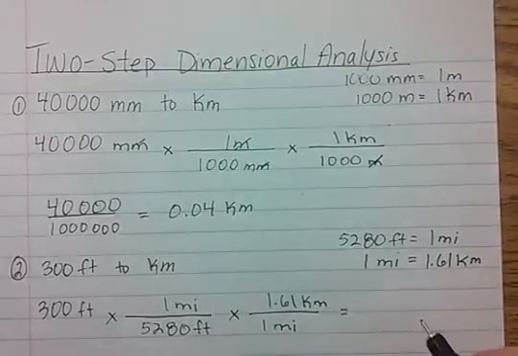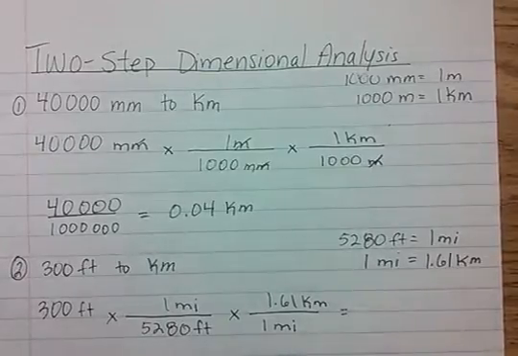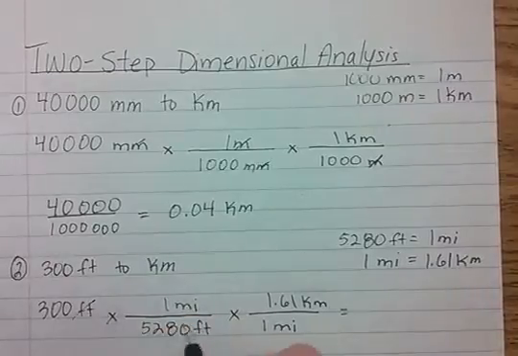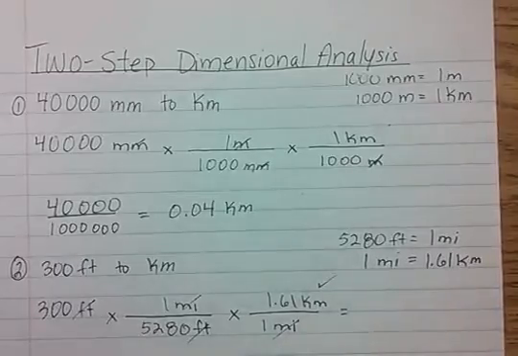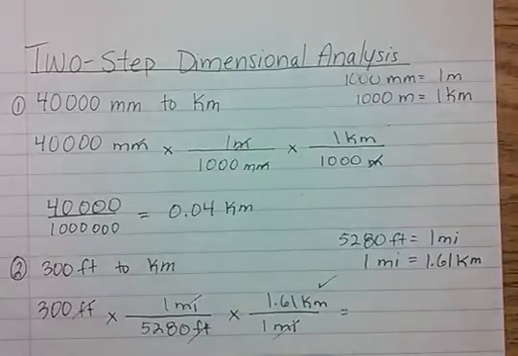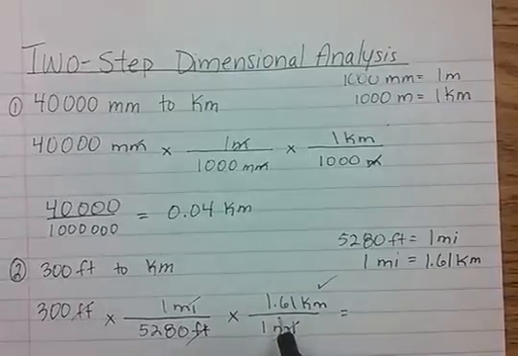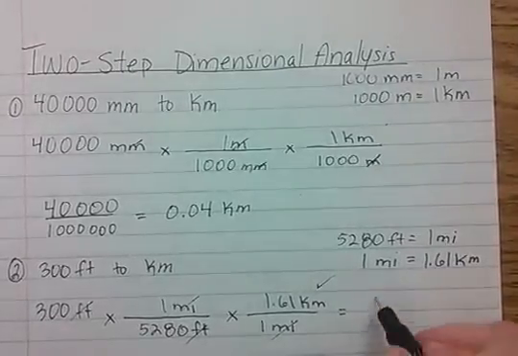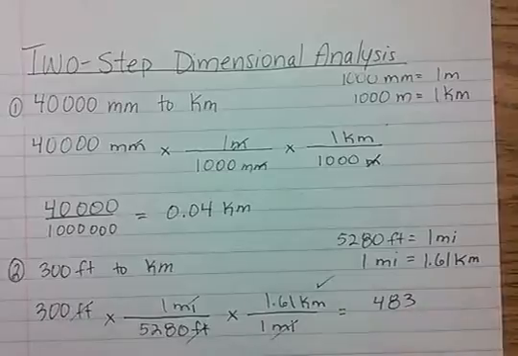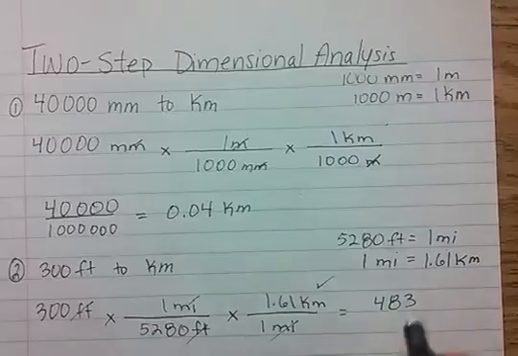Next, we want to multiply everything on the top and divide by everything on the bottom. Oh wait, we want to cancel out repeated units. Sorry about that. So feet and feet cancel out, miles and miles cancel out. We're left with kilometers, which is what we want to end up with. Okay, now we multiply everything on the top and divide by everything on the bottom. So we do 300 times 1 times 1.61. Make sure you're doing order of operations here. And you should get 483. On the bottom, you're doing 5,280 times 1.